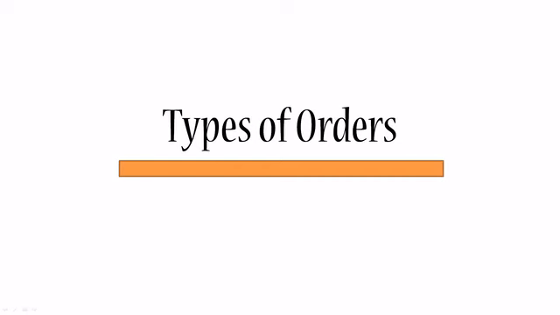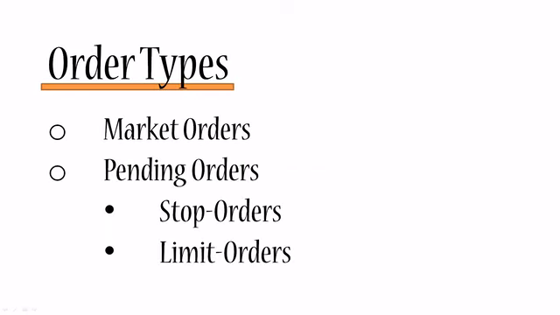Types of orders on the Forex market. There are two main classes of orders on the Forex market, and these are market orders and pending orders. And there are two categories in the pending orders. These are stop orders and limit orders. And we'll have a look at all of them right now.